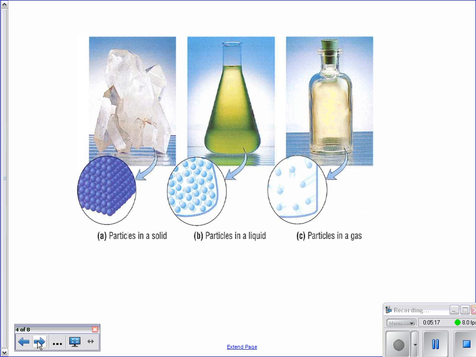All right, and this diagram is again just illustrating that if you go from something being a solid to a liquid to a gas, you're not changing that chemical composition. All you're doing is changing the relative position and movement of those molecules or atoms.